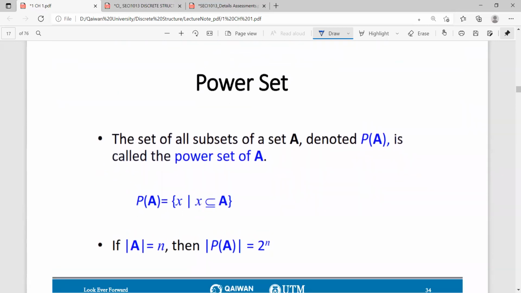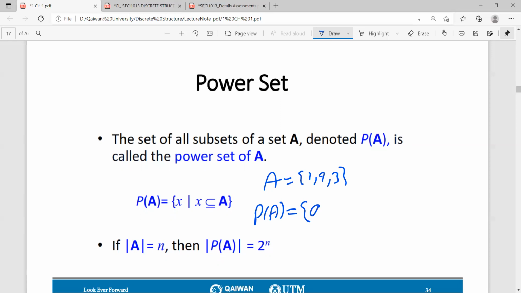And we have power sets. The power of a set is the set of all subsets of the given set. For example, if A is {1, 2, 3}, then the power of A is also a set. What do you have in the power set of A? We have all the subsets of A.